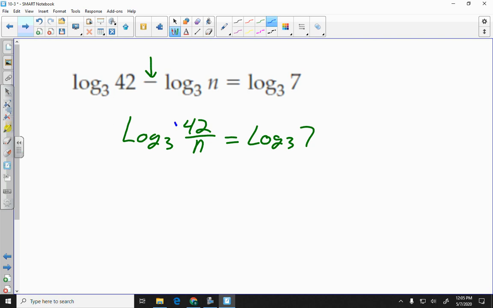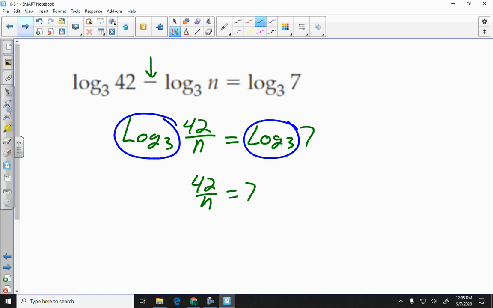Now that you have the log base 3 of 42 over n equals the log base 3 of 7, and there's nothing else, now you can drop your logs and call it just 42 over n will equal 7. And now you can solve it like normal. So being n's on the bottom, I'm going to have to times by n on both sides. N cancels an n, and I'm just left with 42 equals 7n. And then divide by 7 to get n equals 6. And so I can still solve for variables by putting these together using these properties.